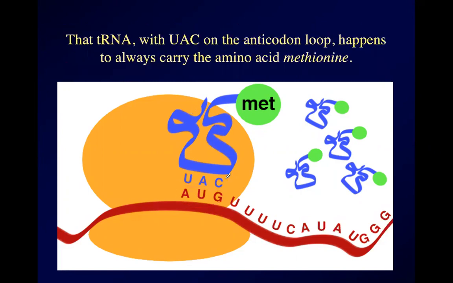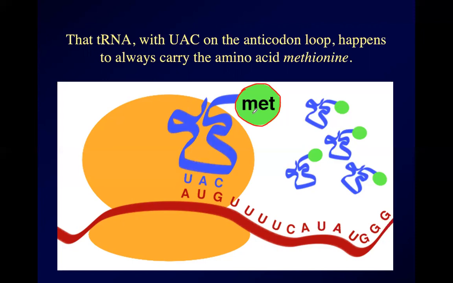And it just so happens that transfer RNAs that have UAC on the anticodon loop all happen to carry the amino acid methionine, which I've represented here as this green circle and just abbreviated as MET. That is the amino acid methionine. So all of the transfer RNAs might come in and see if they can fit. The only one that will fit is the one that's carrying UAC, which matches with AUG. And the transfer RNAs that carry UAC are the ones that carry the amino acid methionine.